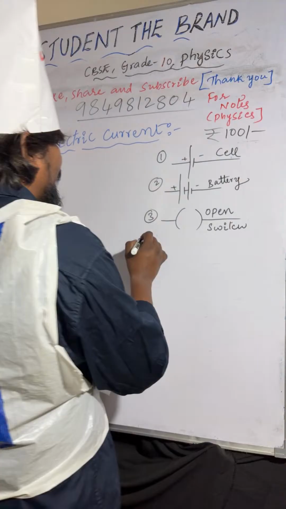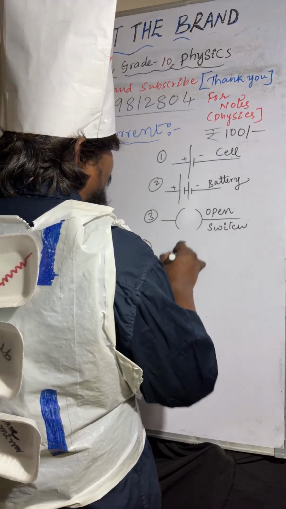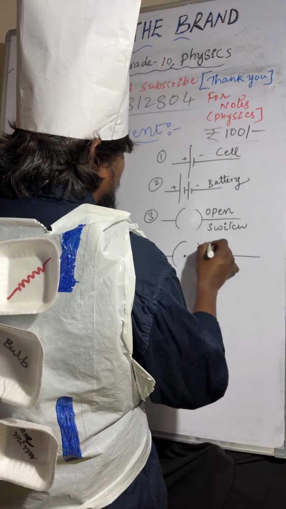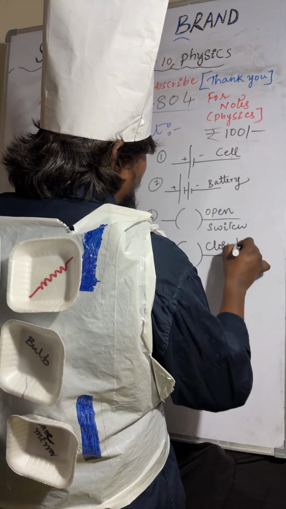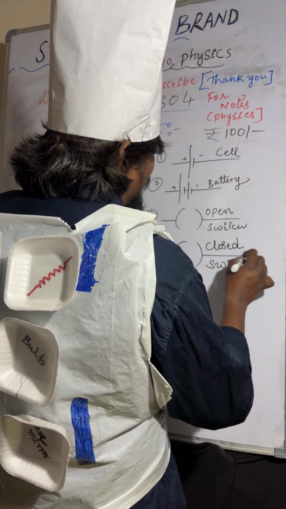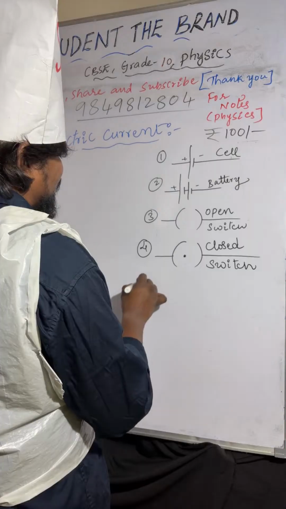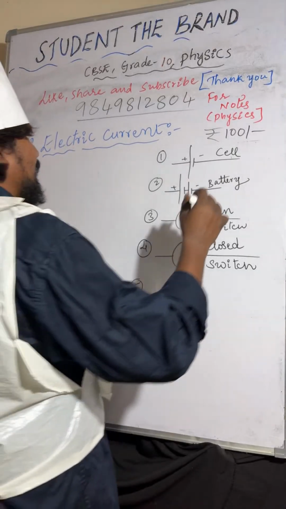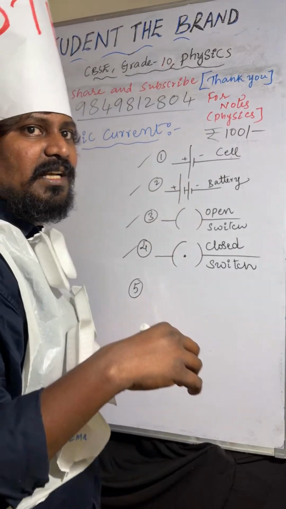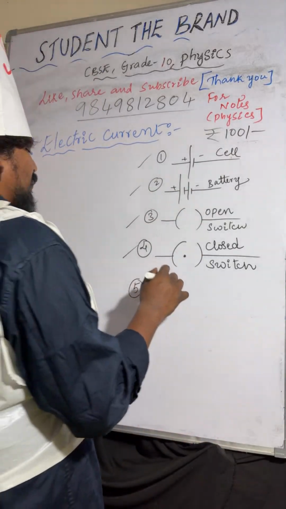So open switch, and coming to the closed switch. Cell, battery, open switch, closed switch. Next one, resistor.